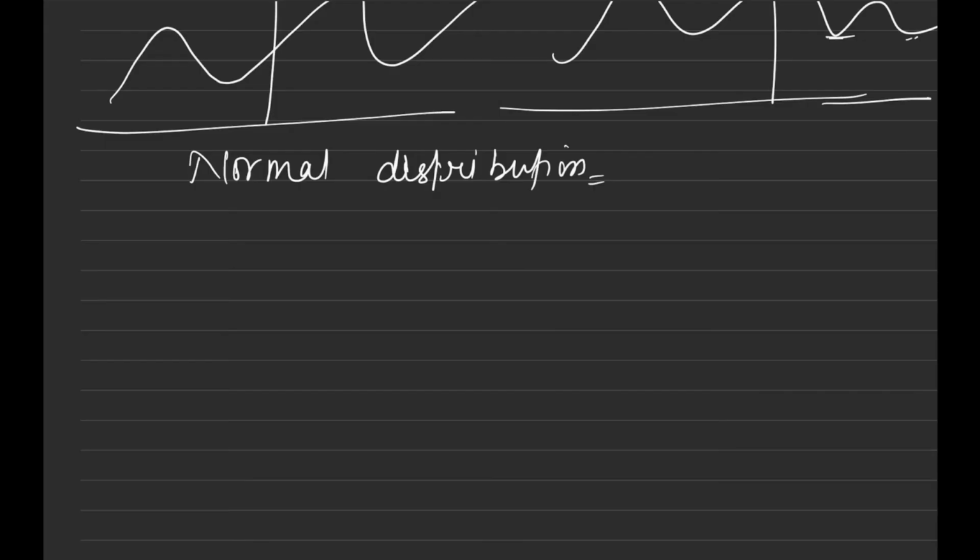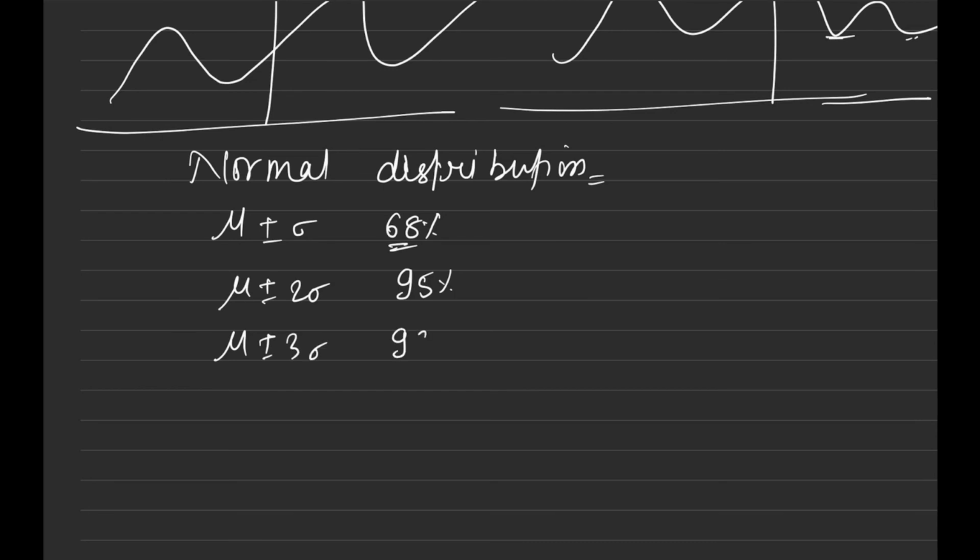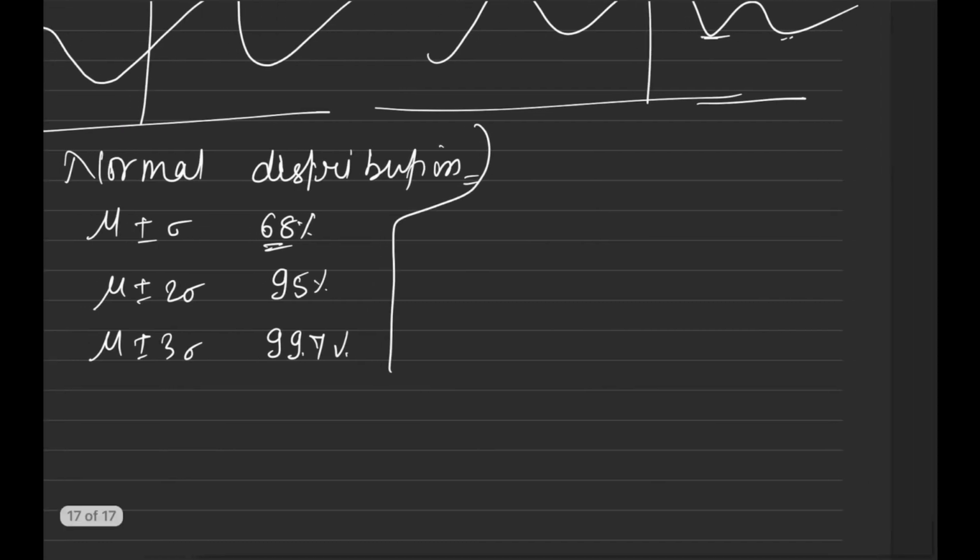Okay. So earlier we were seeing the empirical rule: we wrote that mu plus minus sigma covers 68%. We knew that value, right? Mu plus minus 2 sigma, I said 95%. Mu plus minus 3 sigma, I said 99.7%. This is the empirical theorem.